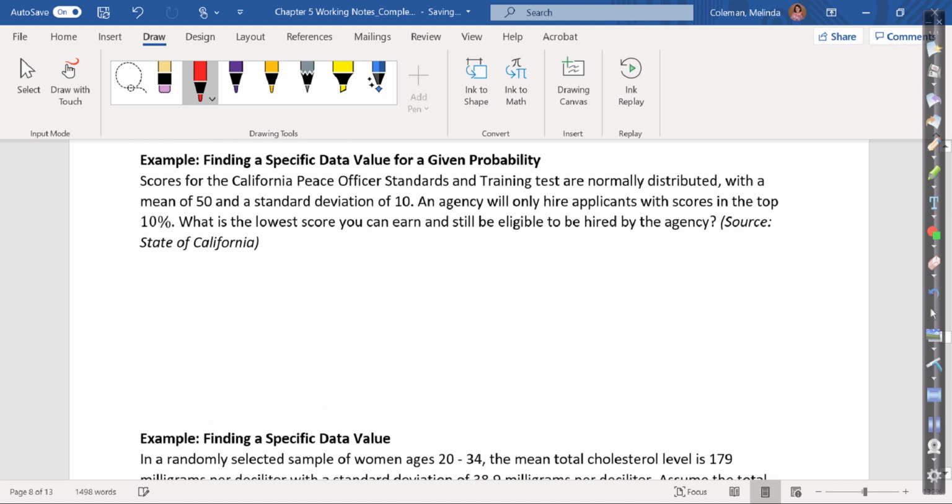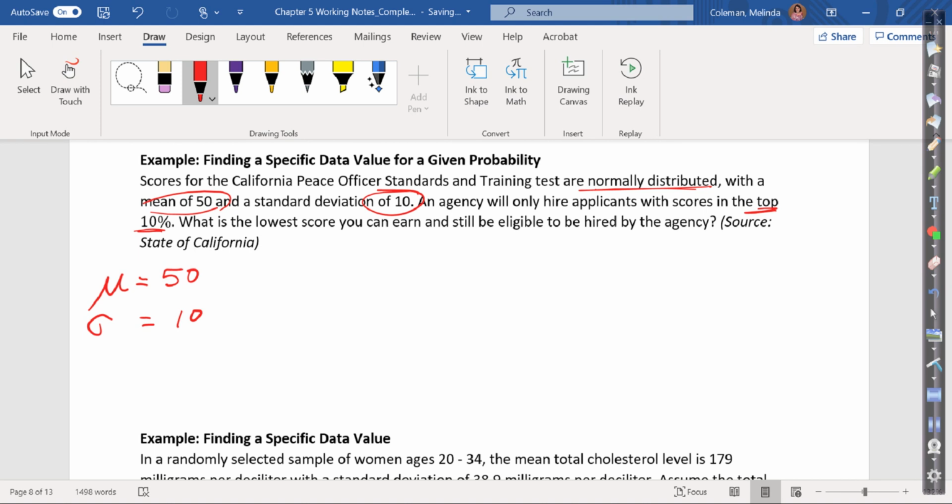All right, some examples then. Scores for the California Peace Officer Standards and Training Test are normally distributed, that's good, with a mean of 50, standard deviation of 10. So mean is 50, standard deviation is 10. An agency will only hire applicants with scores in the top 10%. What is the lowest score you can earn and still be eligible for that top 10%?